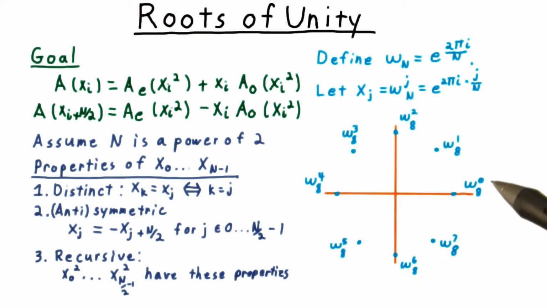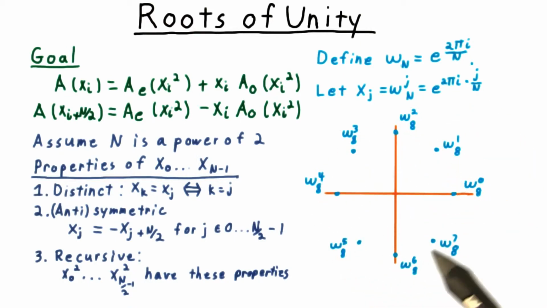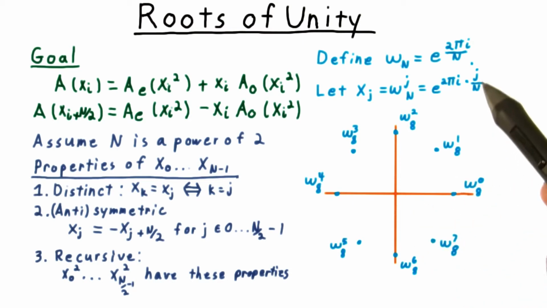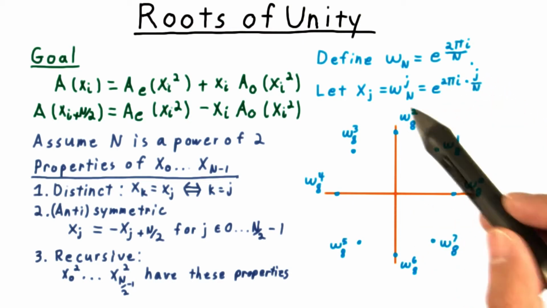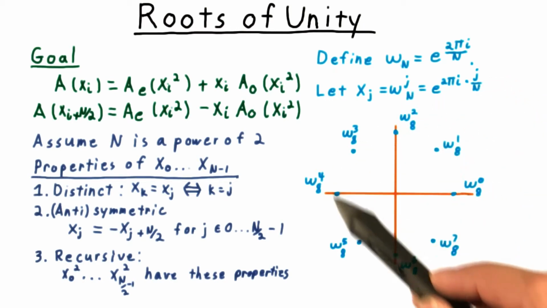Let's visualize these points in the complex plane. I'll do this for n equal to 8. All of the points have magnitude 1, so they will be arranged around the unit circle. And the angle from the positive real axis is given by the exponent here. Thus, omega to the j will be j-nths of the way around the circle.